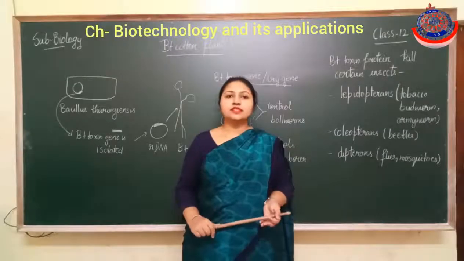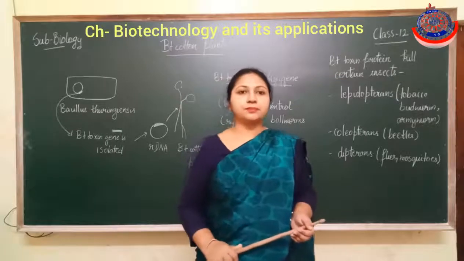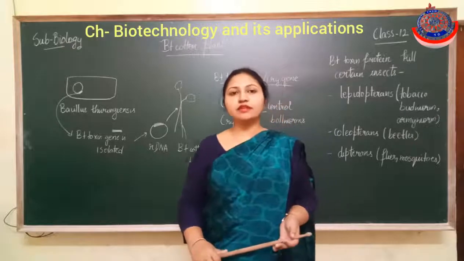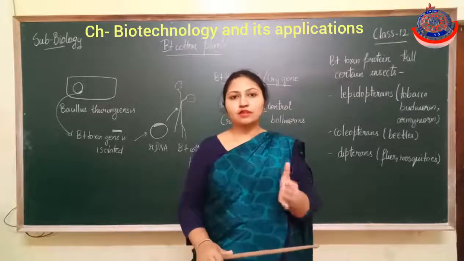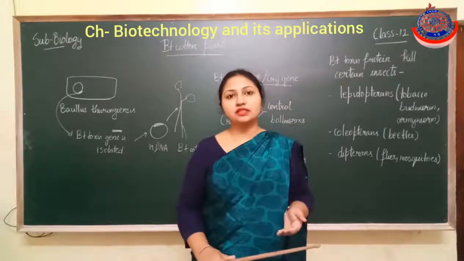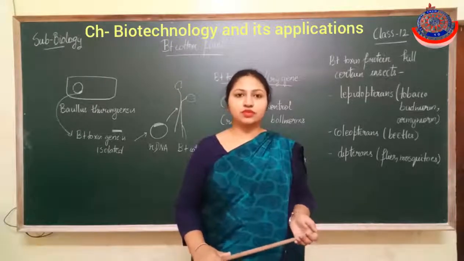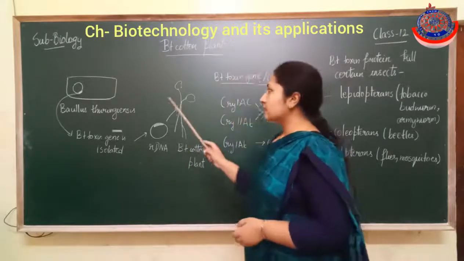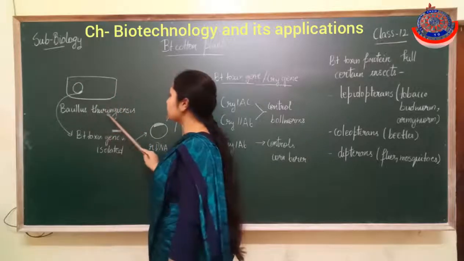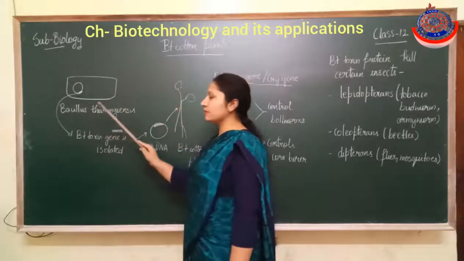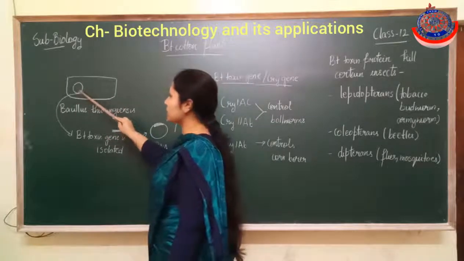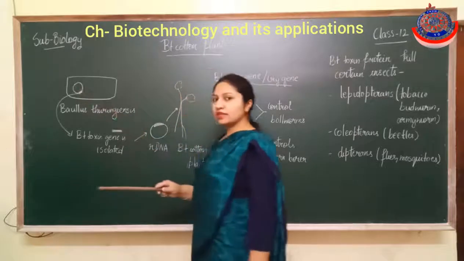Now children, next we will discuss the BT cotton plant. BT cotton plant is an example of a genetically modified crop, and today we will discuss how the cotton plant is genetically modified by the insertion of the BT gene. Let's see here that this bacteria is known as Bacillus thuringiensis, that is BT. Clear? And it contains a BT gene in it.